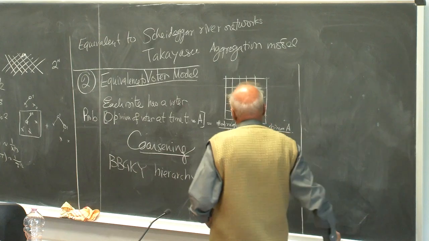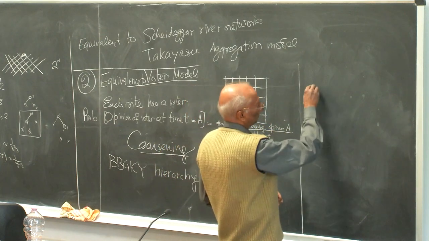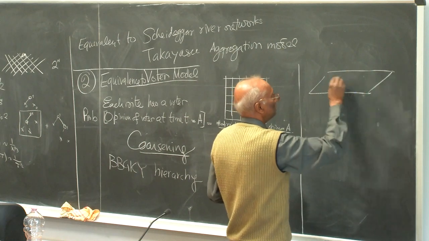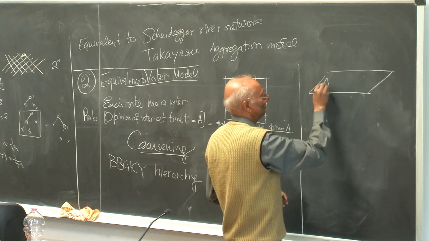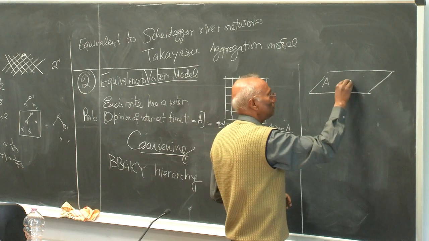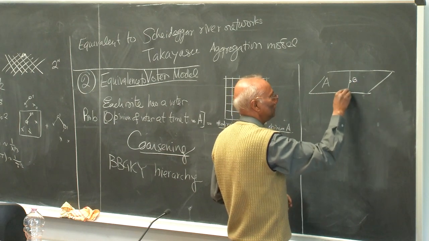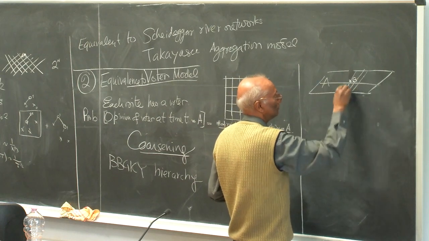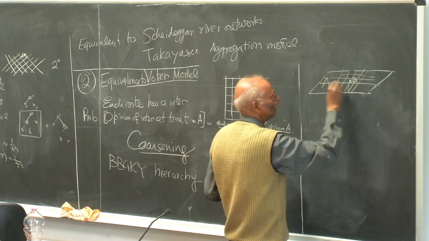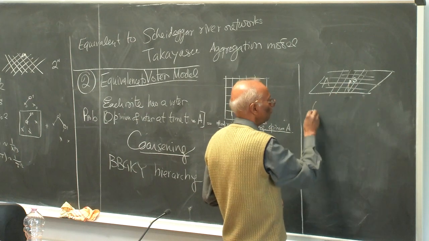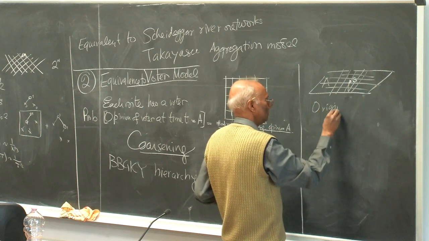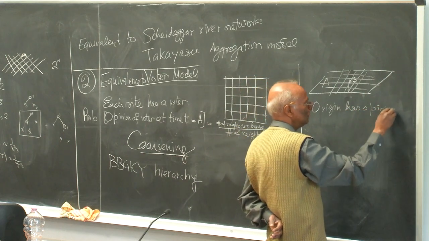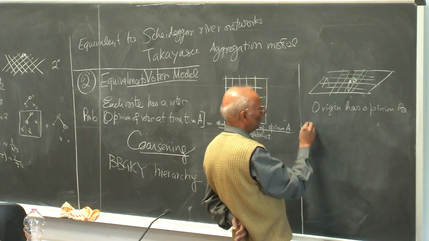So in our case, I want to consider the following case. Suppose I have a system in which everybody has opinion A, but there is only one person who has opinion B. Sorry, the origin has opinion B, everybody else has opinion A.